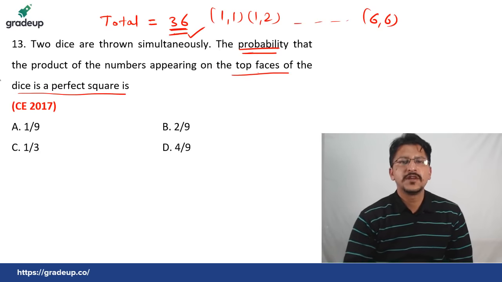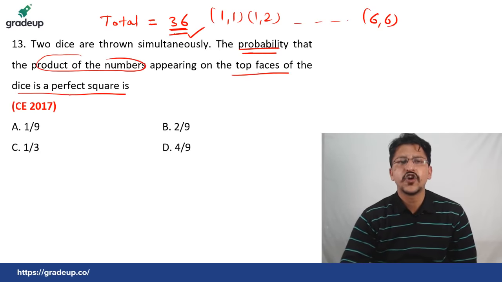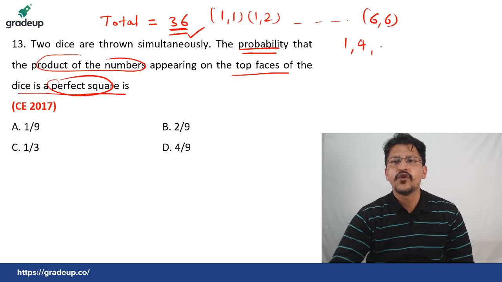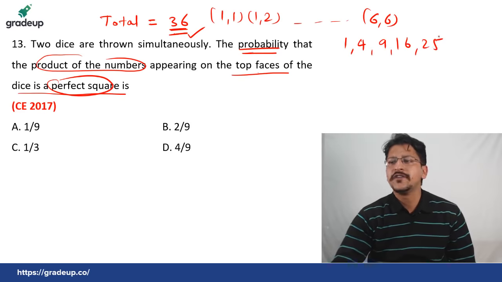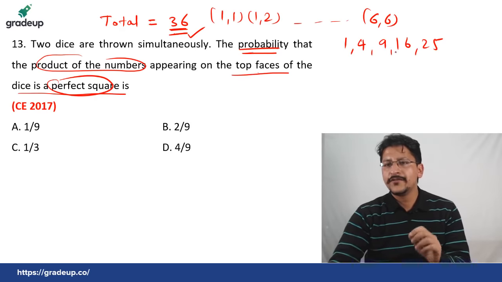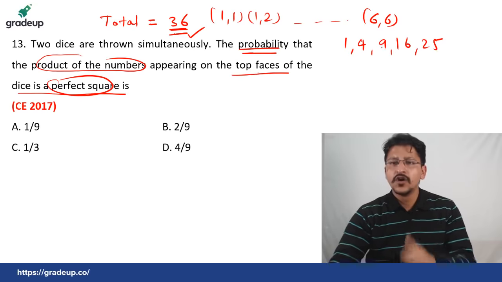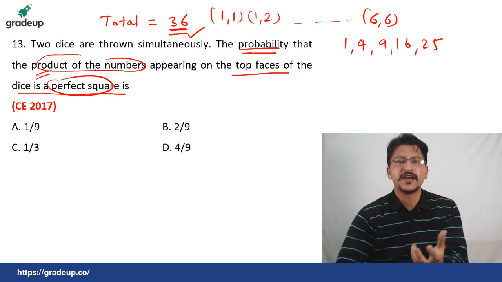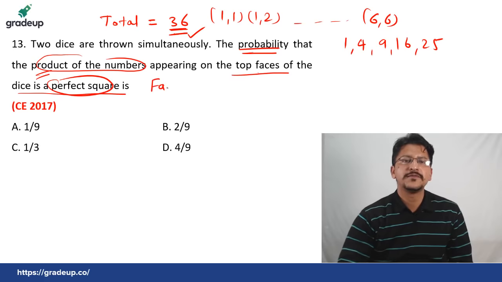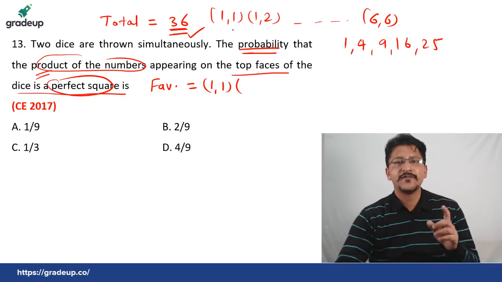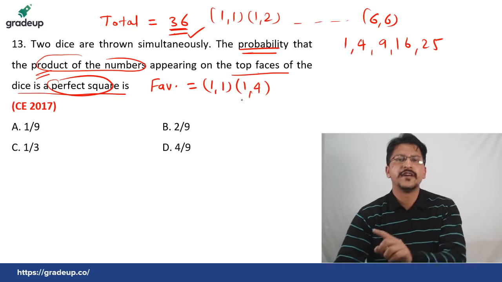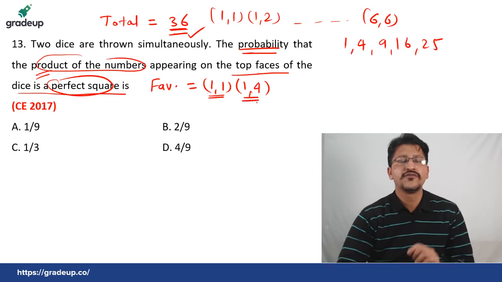But the favorable outcomes will be those where the product of the numbers appearing on top is a perfect square. What are the perfect squares that we can get? That is 1, 4, 9, 16 and 25. Now, how to get 1? Remember, we are talking about the product of the numbers appearing on the dice. So the favorable outcomes are 1,1. Any other in 1 will not give you, other than 1,4 and 1,1, because this product will give you 1, this product will give you 4, others will not.